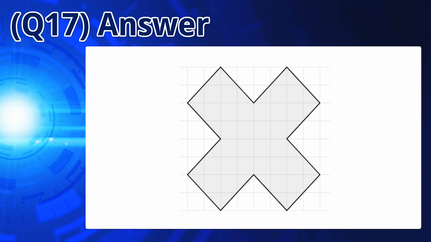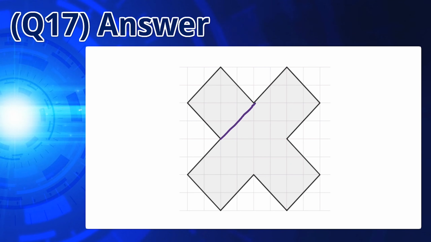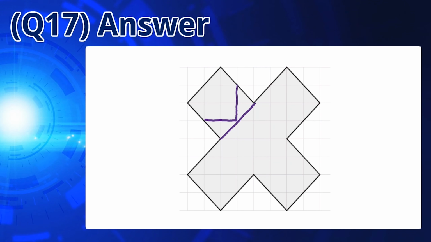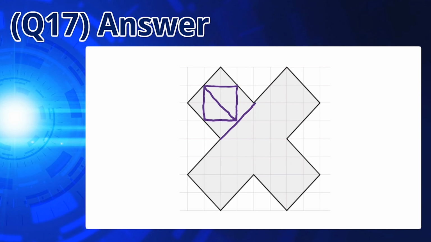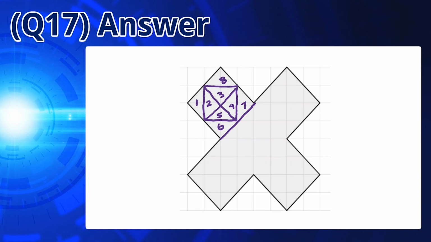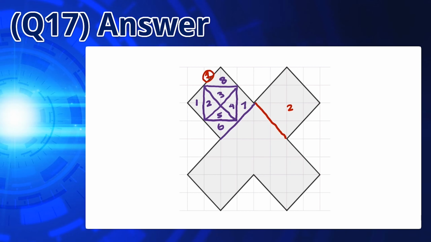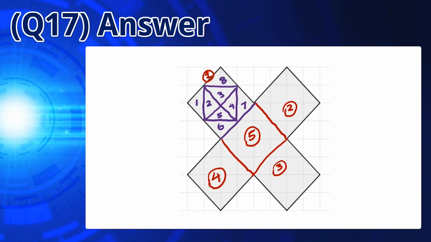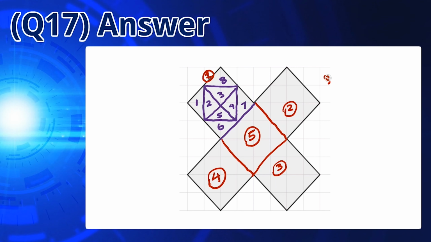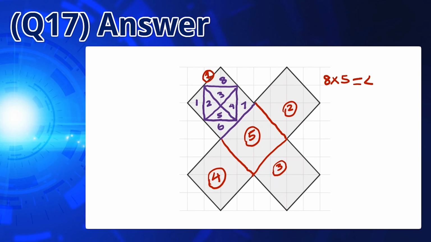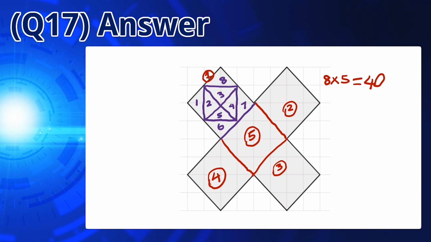In this question, we can split this cross into 5 squares. The first square can be split into 8 triangles. You can divide this cross into another 4 squares. Altogether, there are 5 times 8 tiles needed to cover this cross, which is 40. So the answer is E.